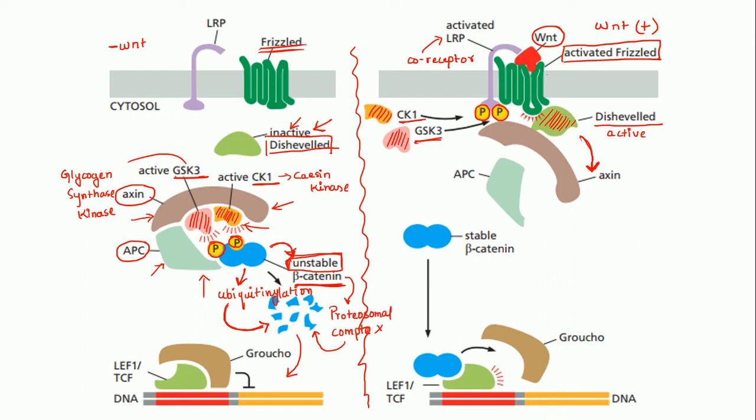So disheveled is recruiting axin, axin is calling on GSK3 and CK1, and as these proteins are getting called upon by disheveled, APC is no more binding onto the complex. So APC is made free, so beta-catenin is also made free, and now beta-catenin is stable, because all of the proteins that were holding beta-catenin are now called upon by the active disheveled complex, and they are coming and phosphorylating this LRP frizzled complex. And since this LRP frizzled complex is phosphorylated, this makes the binding much stronger.